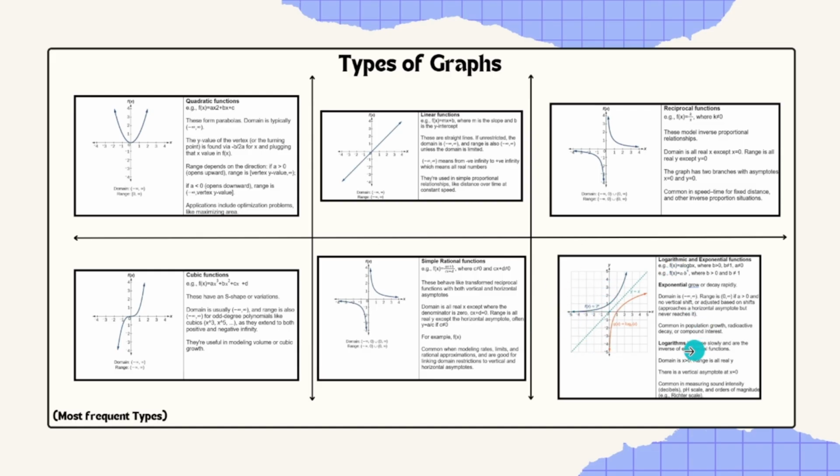Now, logarithm is basically the inverse of it. So if there's an asymptote for the exponential at y is equal to 0, there would be an asymptote for the logarithm at x is equal to 0. So you can also use that trick to sketch your graphs faster.